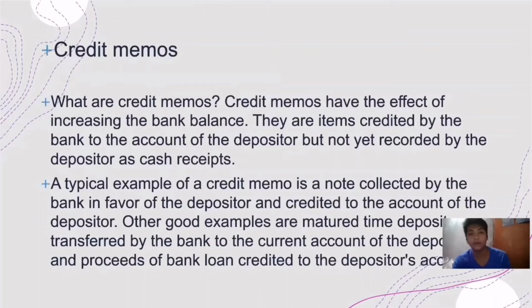What are credit memos? Credit memos have the effect of increasing the bank balance. They are items credited by the bank to the account of the depositor but not yet recorded by the depositor as cash receipts. A typical example of a credit memo is a note collected by the bank in favor of the depositor and credited to the account of the depositor. Other good examples are a matured time deposit transferred by the bank to the current account, and receipt of a bank loan credited to the depositor's account.